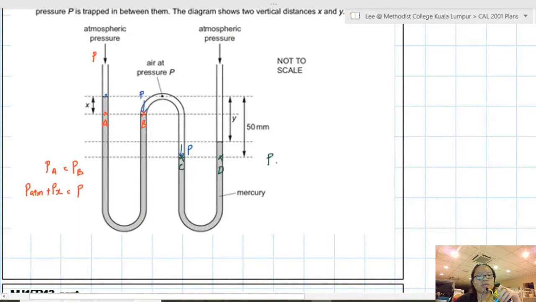Okay, point C and D would also have the same pressure. So then, point C, what is pressing down on point C? Gas P. What is pressing down on point D? Atmosphere plus 50 minus Y cm. Or mm, sorry. So I got two equations. Don't know what to do? Equate them.